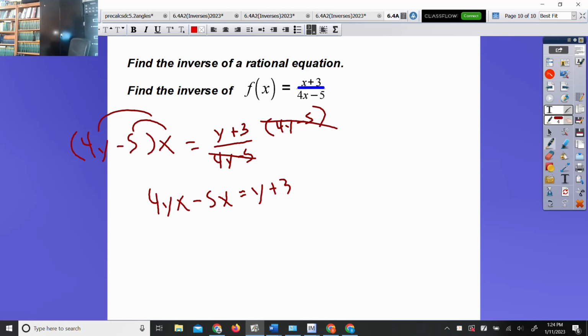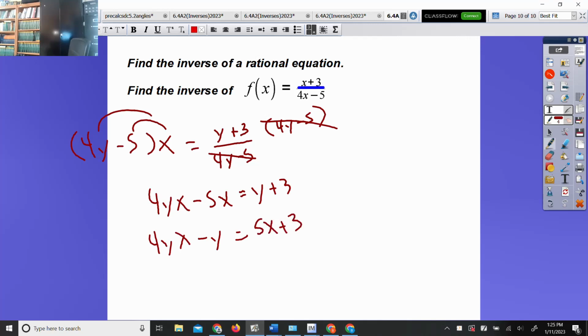Y. So you think back to when you still loved learning in 7th and 8th grade, you had x's and numbers. You got everything with an x on one side, everything with a number on the other, right? Well, here you're solving for y. So everything with a y on one side and everything else on the other. So does 4yx have y? Yeah. Go ahead and leave it where it's at. What else has y? Y. What happens when you jump equality? Minus y. Everything else? Other side. 5x plus 3.